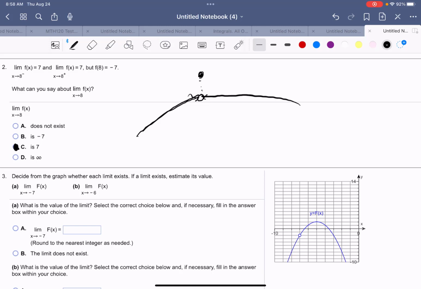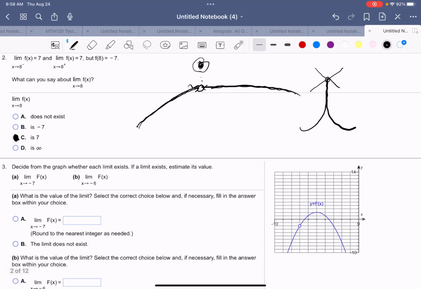There's one sort of exception to that, and that is if you've got something that looks like this and then like this, where you're going to this point that's sort of on a vertical, it's not going to exist there. And there's a reason for that. It has to do with lines going through this point that we'll get to later. But otherwise, as long as from the left it's going to the same place as from the right, regardless of the function value, you're going to have a limit there.